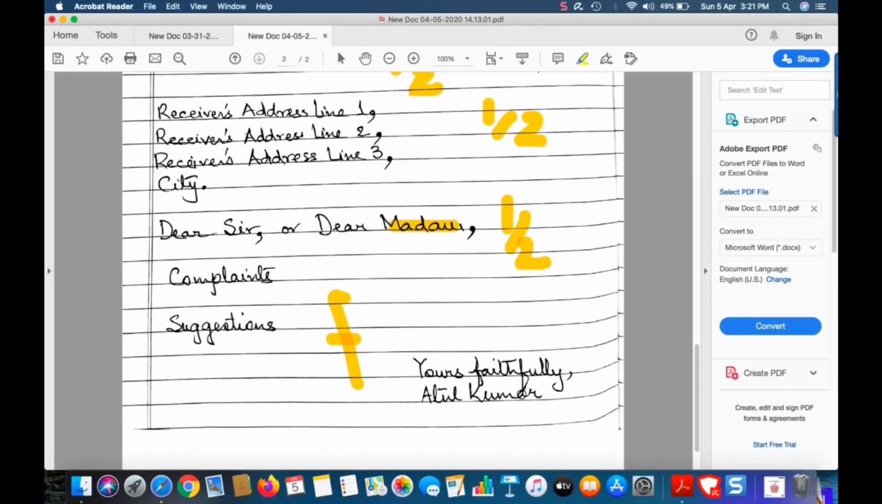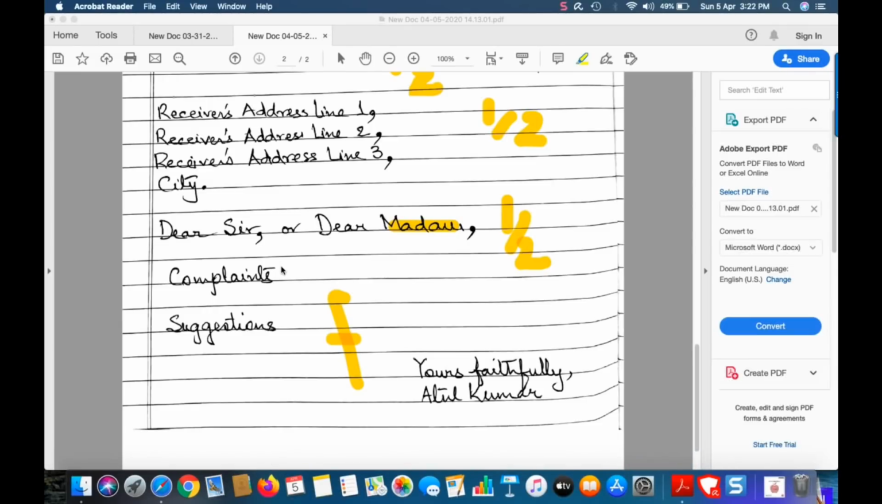And here you're going to write your name in running handwriting. Suppose your name is Atul Kumar. So you will write Atul as a separate word and Kumar as a separate word. You are not going to write in capital letters. I hope this much is clear.